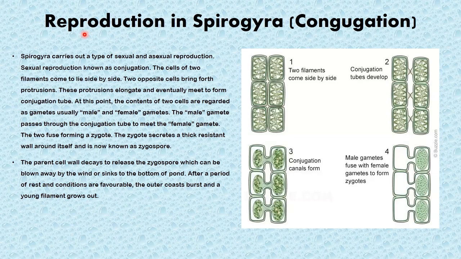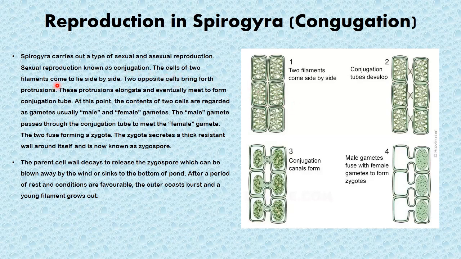Now moving along, we'll be looking at reproduction in Spirogyra through the process of conjugation. Spirogyra carries out both sexual and asexual reproduction. Sexual reproduction, known as conjugation, is the one that we'll be looking at right here.